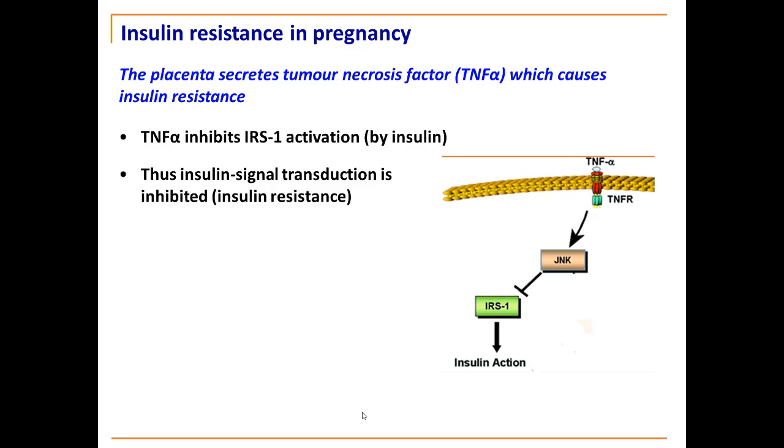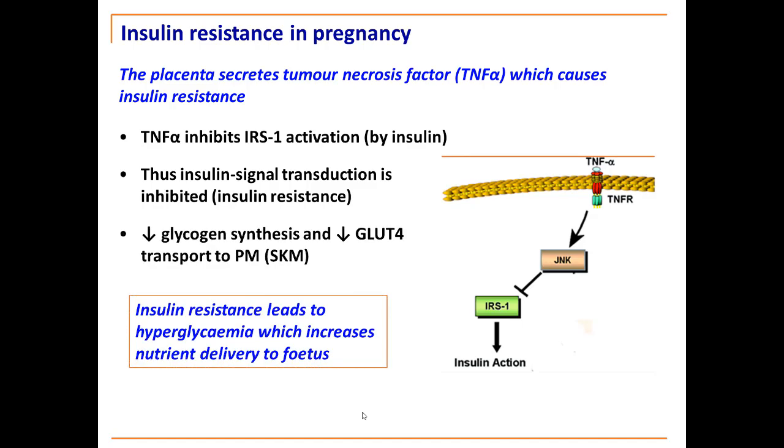Therefore, you get a reduction in the insulin signal transduction pathway. In other words, you're getting insulin resistance. And because you're getting insulin resistance, you get a decrease in glycogen synthesis. You get a decrease in GLUT4 transport to the plasma membrane in your skeletal muscle and your adipose tissue. And therefore, your blood glucose levels rise. So in other words, insulin resistance in a normal pregnancy leads to hyperglycemia, which increases the nutrient delivery to the fetus.